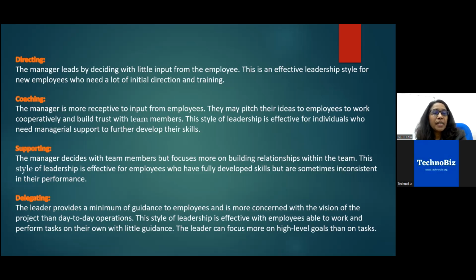And then finally is delegating. The leader provides minimum guidance to employees and is more concerned with the vision of the project than the day-to-day operation. Okay, delegating is an art. When you give a task, it's not just giving it and letting them complete the job by themselves. We delegate, but with our supervision, our coaching and guidelines, to continue giving them the support and motivation to complete their tasks confidently and on time.